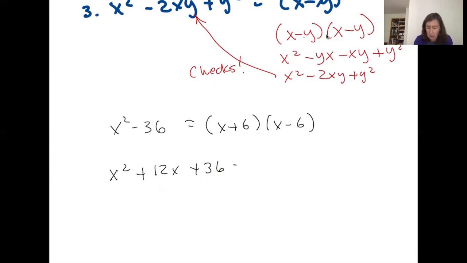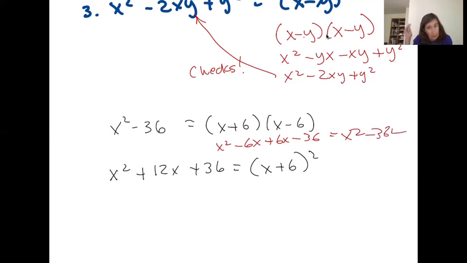And in doing that, let's say that looks like (x + 6)². For both of them, then I would check. I'd multiply that out and indeed get x² − 6x + 6x − 36 equals x² − 36. So hooray, it checks. The other one's going to check too.